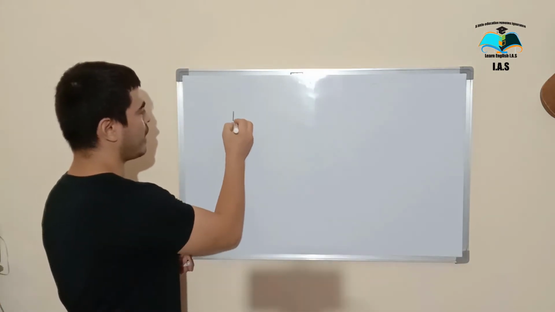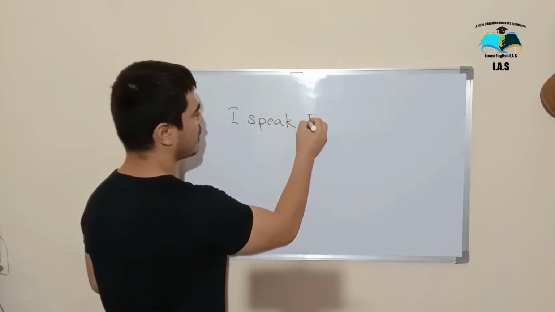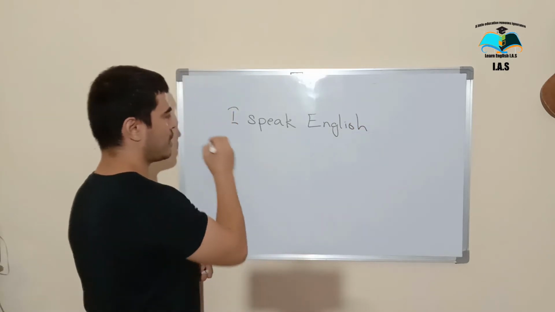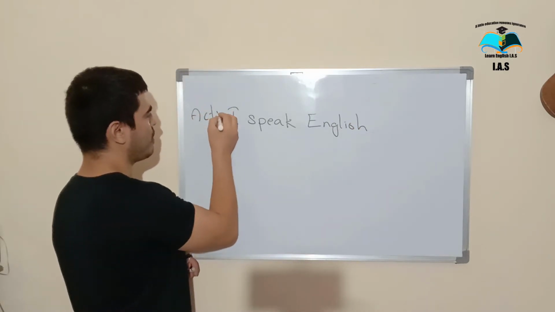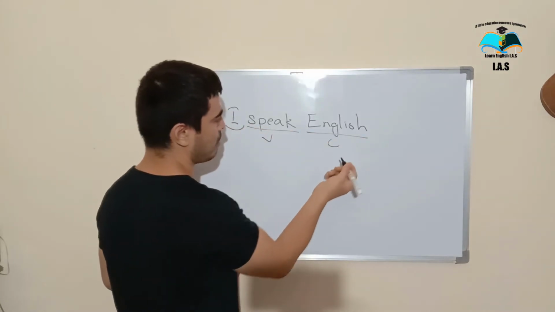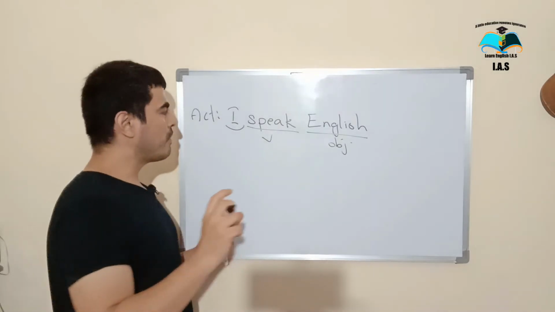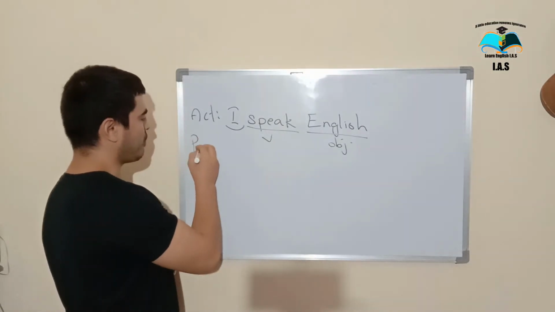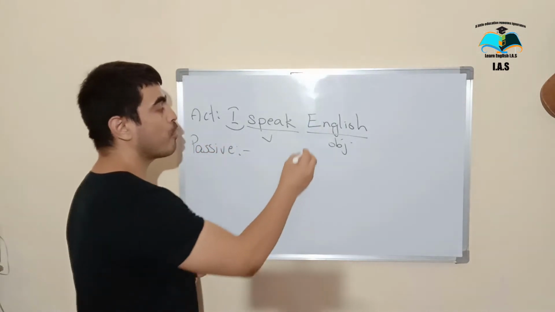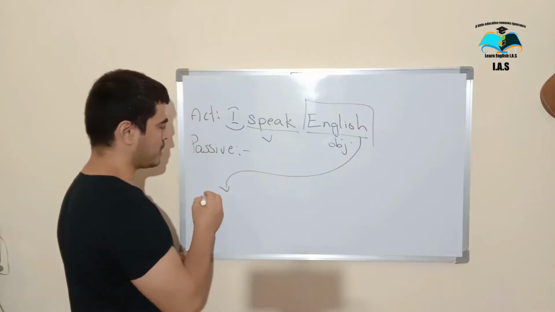For example, I speak English. In this sentence, this is an active sentence, you know it better. We have the subject here, we have the verb here, and we have the complement, or it's better to say we have the object here. If I want to change this into the passive, what is very important is we should focus on the object, right? Because the object becomes the subject of the passive sentence.